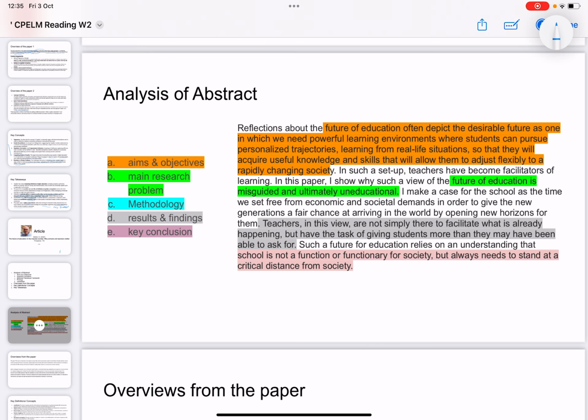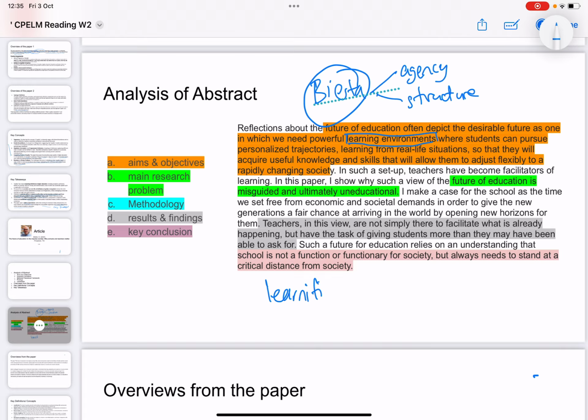Reflections about the future of education often depict the desirable future as one in which we need powerful learning environments, and I think this. So Biesta, you have to look into his work. He talks a lot about agency, teacher agency, and structure. And his most recent work always talks about learning environments. If you are someone who's into learning environments or teacher agency, Biesta is the guy for you to read. All right, and he also has this concept called learnification. So that's another concept he uses.